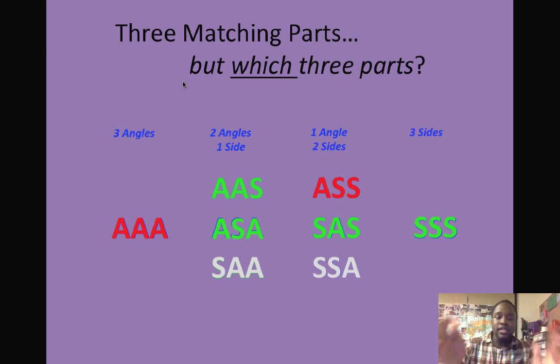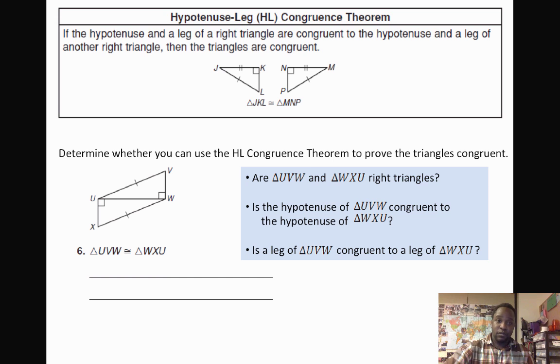So here is a summary of all of the shortcuts for proving triangles congruent. Angle, angle, angle doesn't work. Angle, side, side doesn't work. But the rest of them do: angle, angle, side; angle, side, angle; side, angle, side; and side, side, side. However, there is one last thing. There's a special type of ASS that does work, and it's called hypotenuse leg.